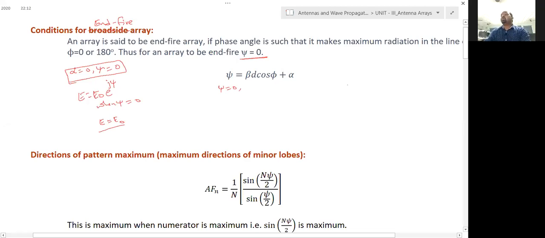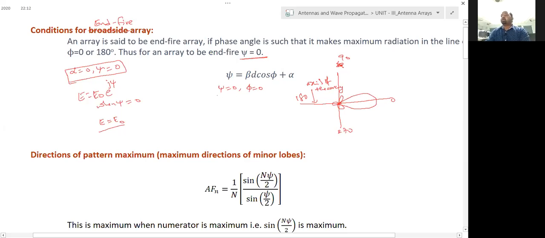And we know the end fire array, what is the radiation pattern for end fire array? The radiation pattern is along the axis. Let this be the axis of the array. What is the radiation pattern of end fire array? This one, along the axis, and these are the side lobes. Along the axis means phi is equal to 0 degrees.